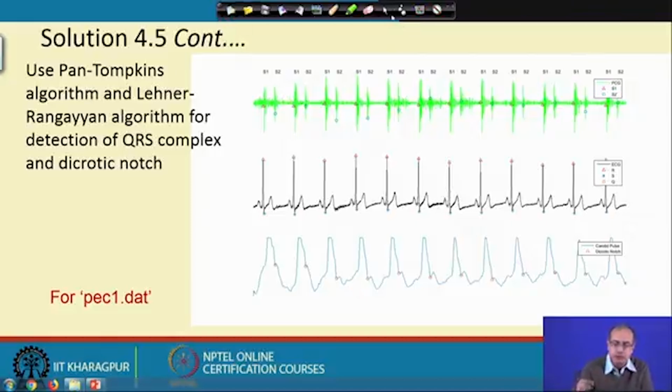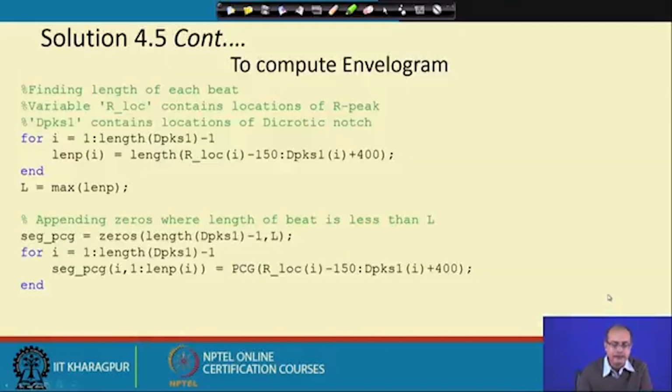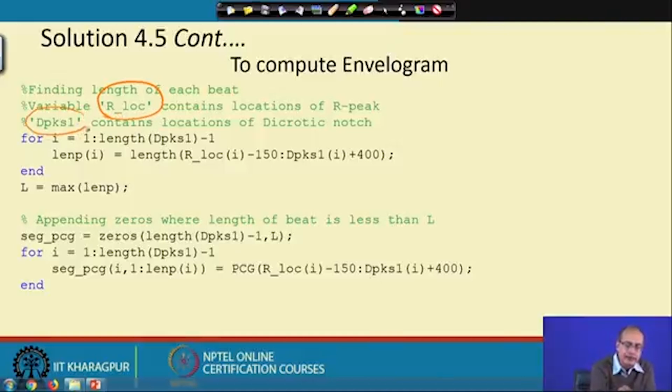Now, let us proceed. This is for the first signal, PEC1. Let us see what happens for the other signal, and how we first find out that location. Here we are assuming that we already know the Pan-Tompkins algorithm, and from there we have the R location already found. And the location of the dicrotic notch is also found, as we have done in the assignments earlier. So, those codes are with us, and we have found these two.